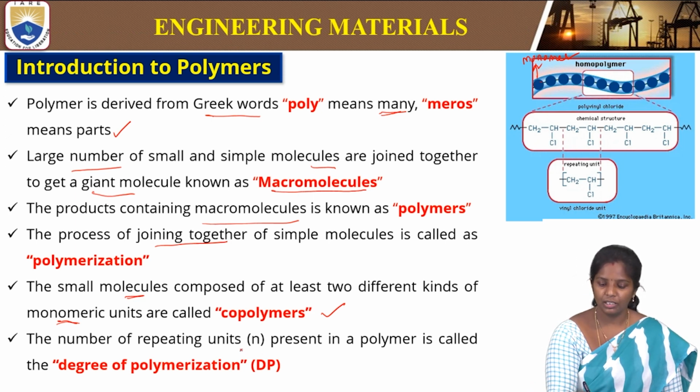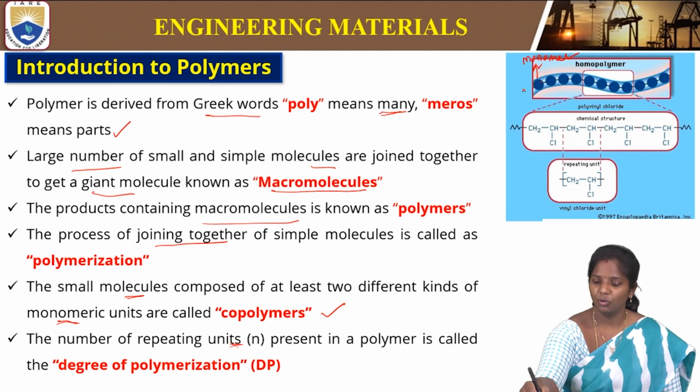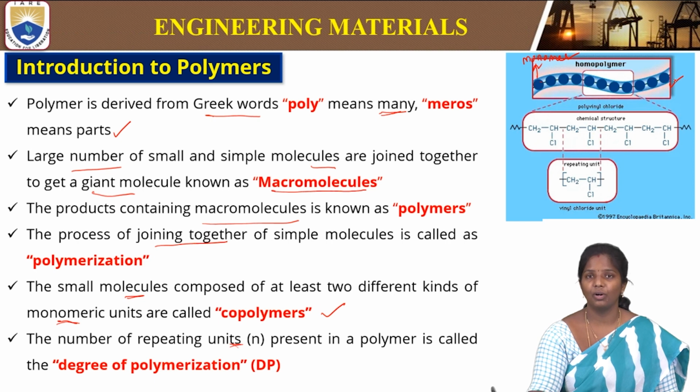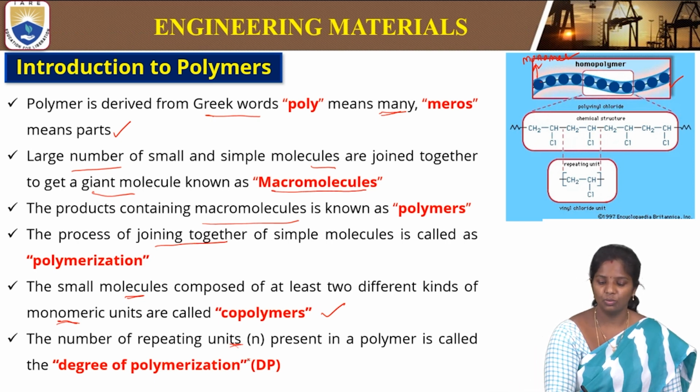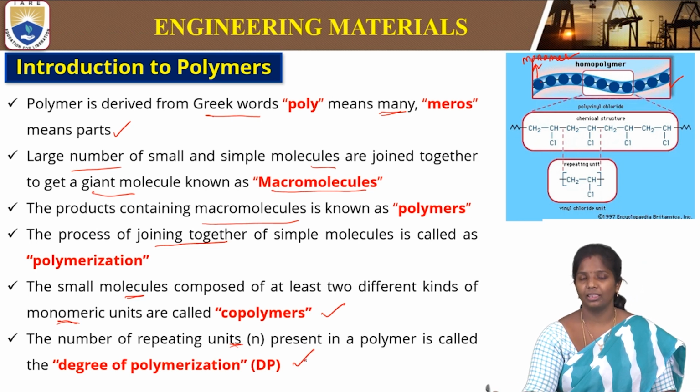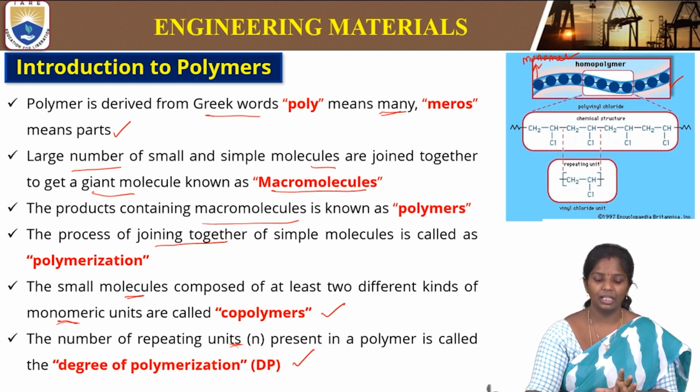The number of repeating units. So we have many monomers, and these many monomers are present in a polymer. The number of repeating units present in a polymer is called the degree of polymerization. It indicates the extent of polymerization that has taken place.